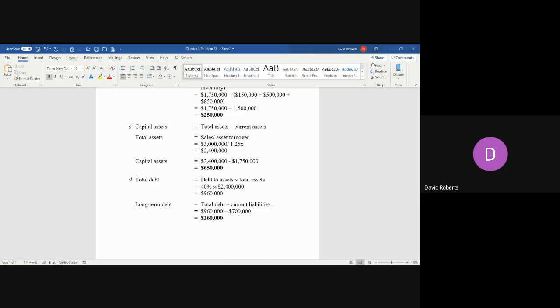mortgage. So in this particular case, you have assets worth $2.4 million, and you owe 40%, which means you own 60%. So you have total debt of 960,000, but 700,000 is current, so the difference between the two is your total long-term debt.